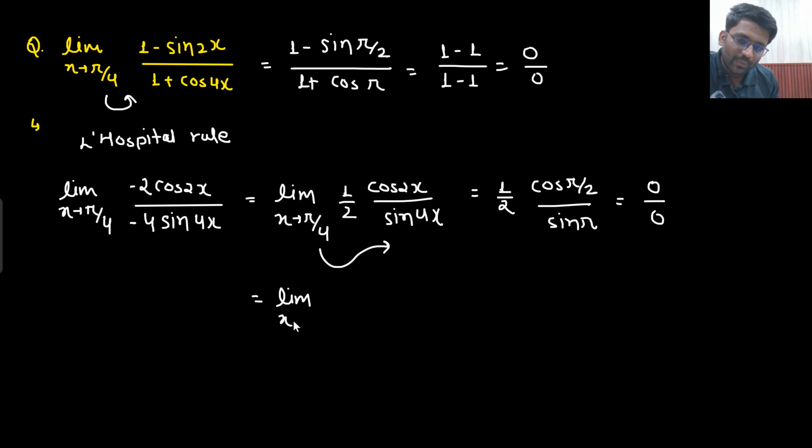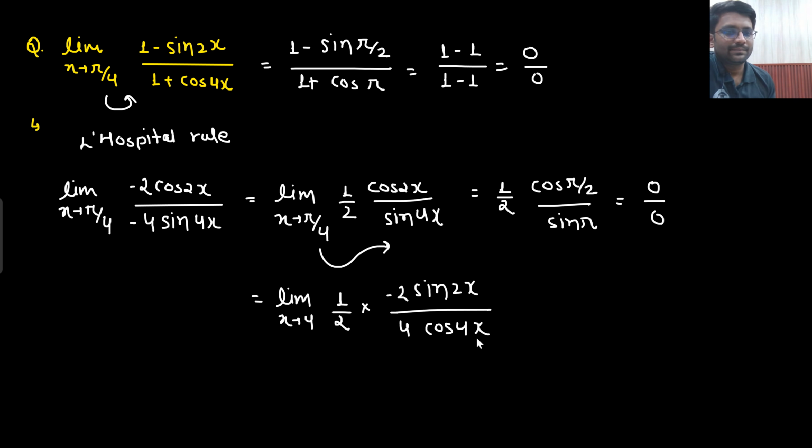So again here I need to apply L'Hopital rule. So 1 by 2 as it is. Now what will be the derivative of cos 2x? It will be nothing but minus 2 sine 2x. And what will be the derivative of sine 4x? It will be 4 cos 4x. Understandable?